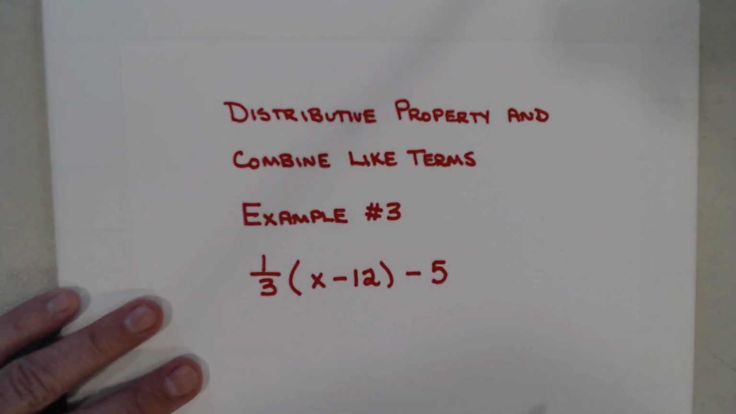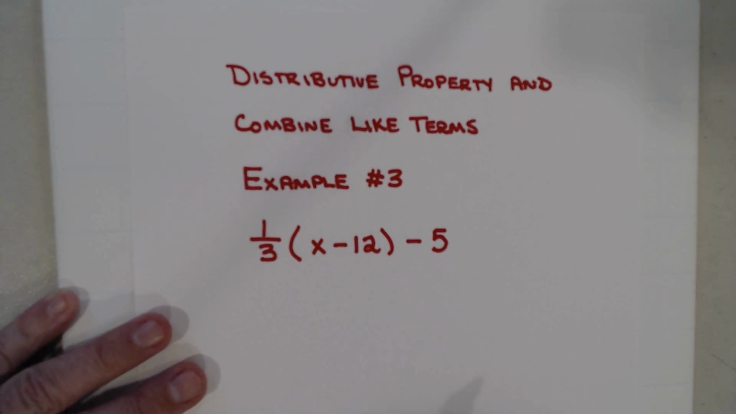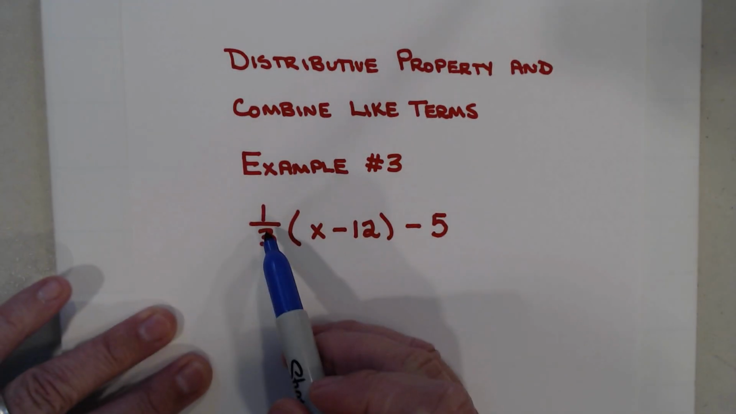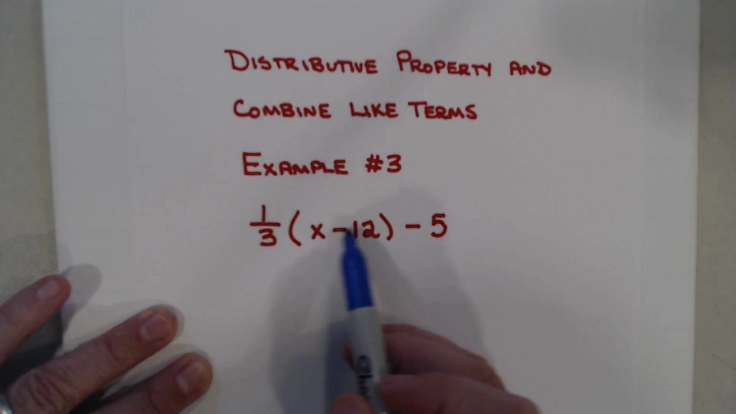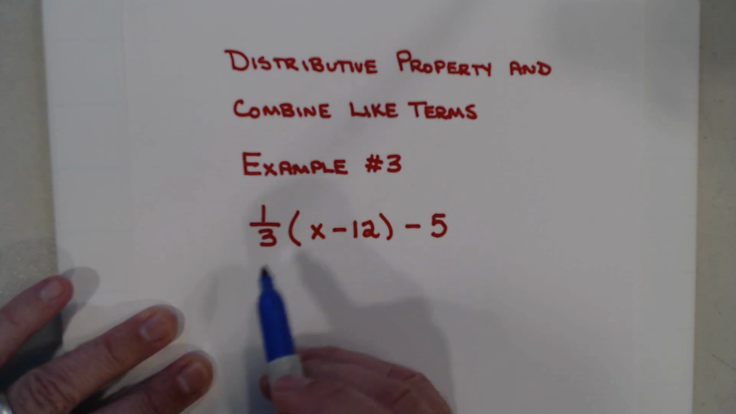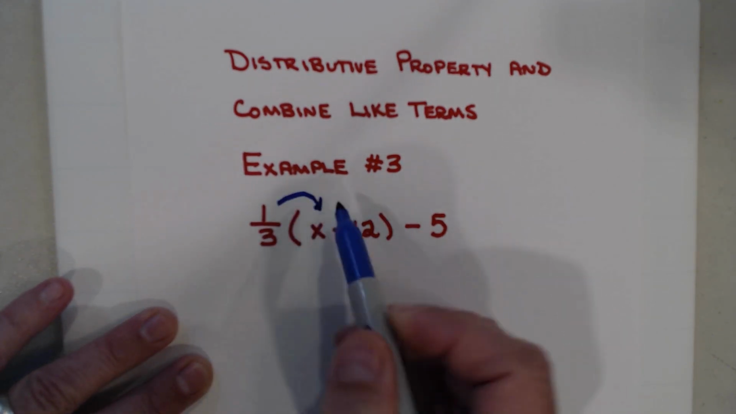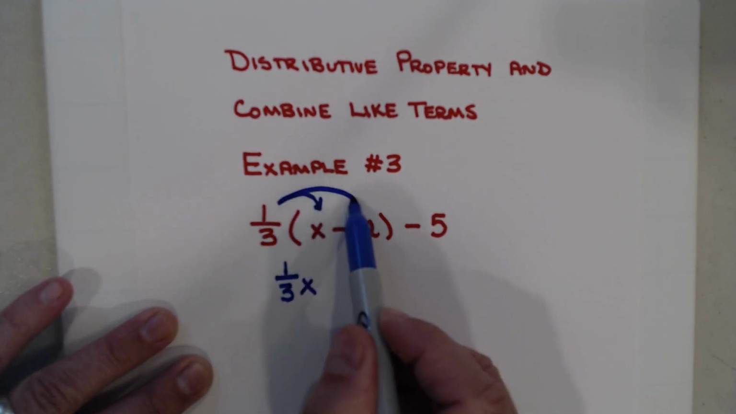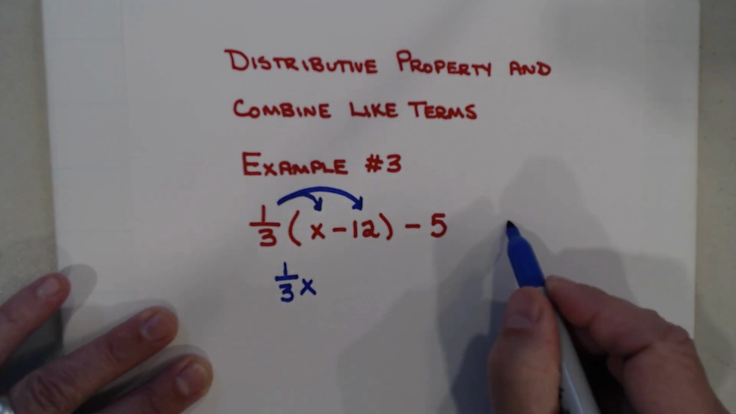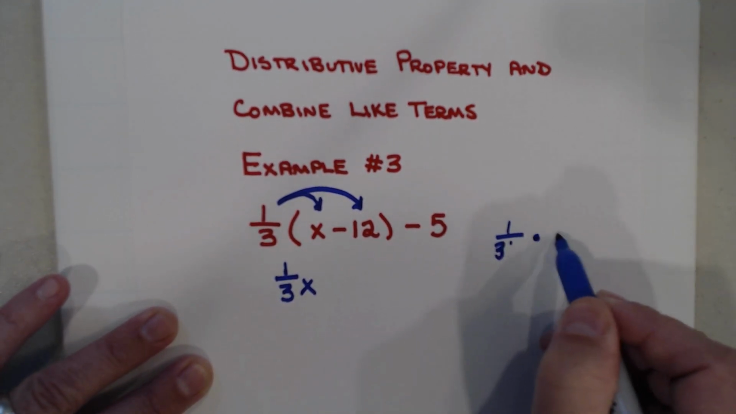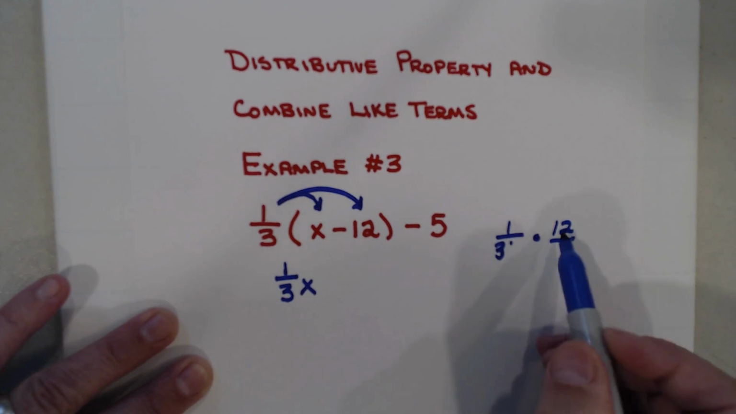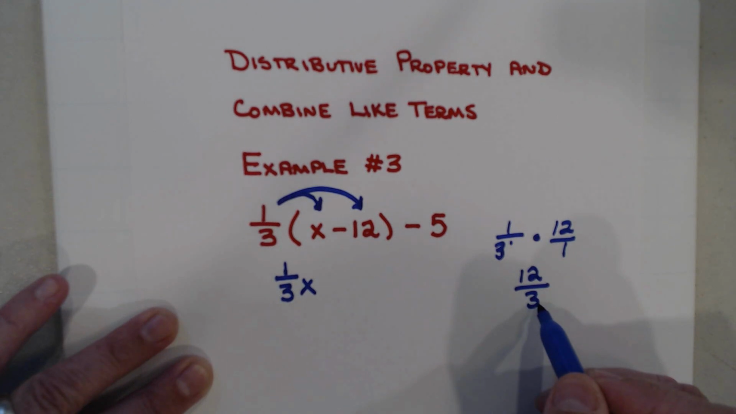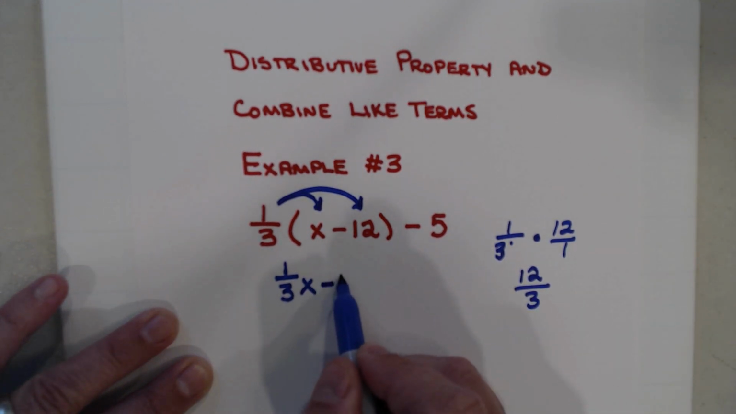Example number 3. It doesn't matter if the number on the outside is a fraction. You still take that number on the outside, whether it's a fraction or a whole number, and start multiplying it to each term on the inside. So 1/3 times x is simply 1/3 x. Then I take 1/3 and multiply it to 12. That's 1/3 times 12 over 1. I multiply the top numbers together, multiply the bottom numbers together. 12 divided by 3, I get negative 4.